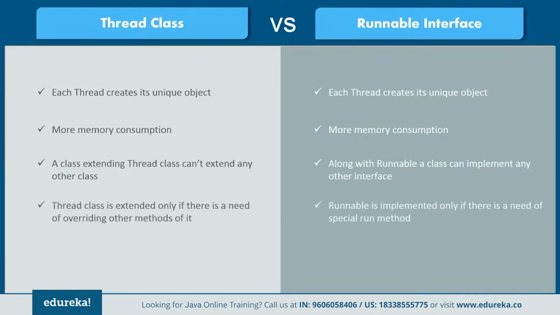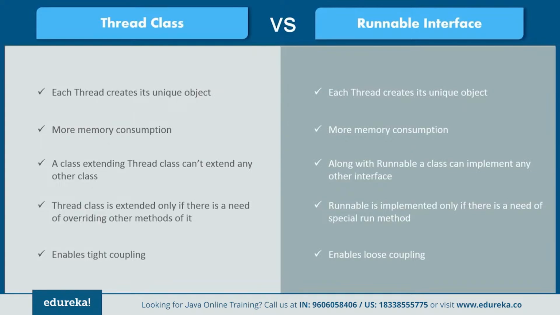So the Thread class is extended only if there is a need to override its other methods. If you are inheriting the Thread class, you might be looking to override its other methods as well. But in case you don't want to do that, Runnable is the best use case, because with Runnable you can only override the run method. Then with Thread we get tight coupling, and Runnable is loose coupling. Of course, guys, when you have loose coupling, dependencies get reduced, and it is a better use case. So I hope Thread versus Runnable is good to go.